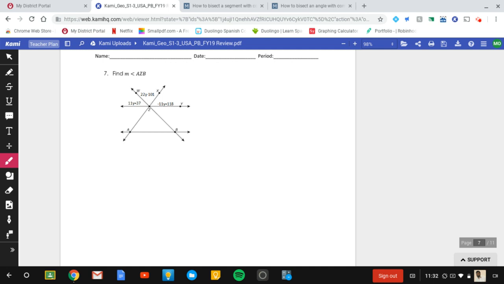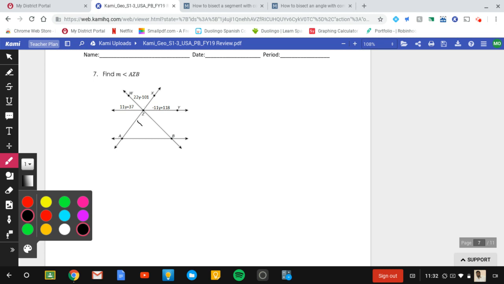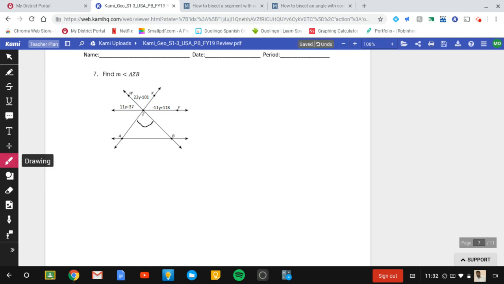Again, this is another one of those, right? Here they're asking you to find angle AZB. Angle AZB is right here. But I don't know anything about that angle. So how can I find that angle? Well, I know that this angle and that angle are vertical. If I can find angle 22y minus 101, then that would give me the same thing as the angle I'm looking for. But how do I find that? Before I can find that, there's a y there. How can I solve for y?